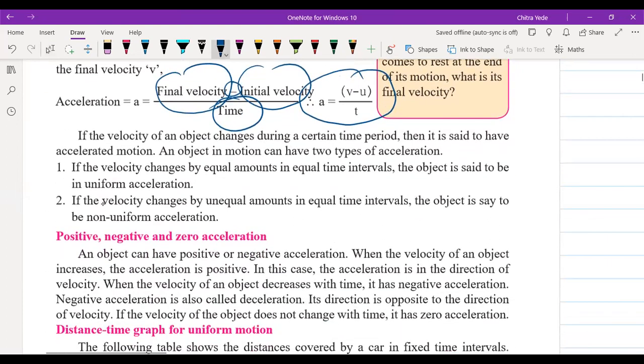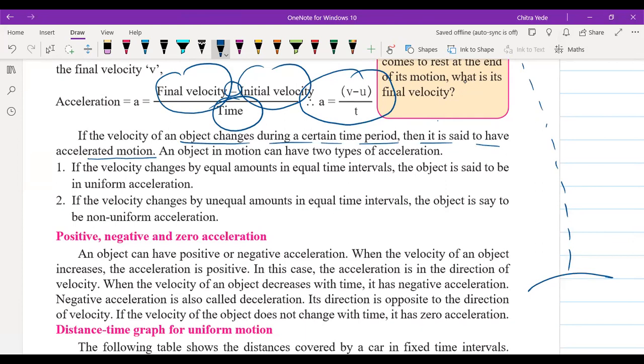So if the velocity of an object changes during a certain time period, then it is said to have accelerated motion. That means if any object's velocity changes continuously, it is called accelerated motion. Understood? Accelerated motion. That means suppose we are launching a satellite, right? When we are launching a satellite from the Earth surface, its velocity increases all the time up to a certain height, right? Is it?